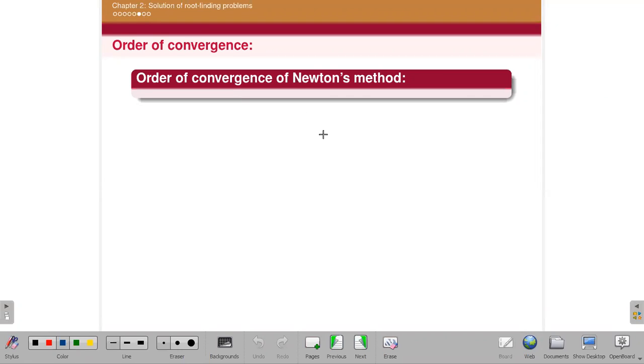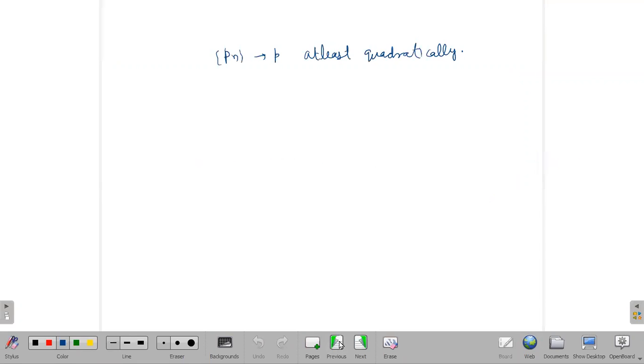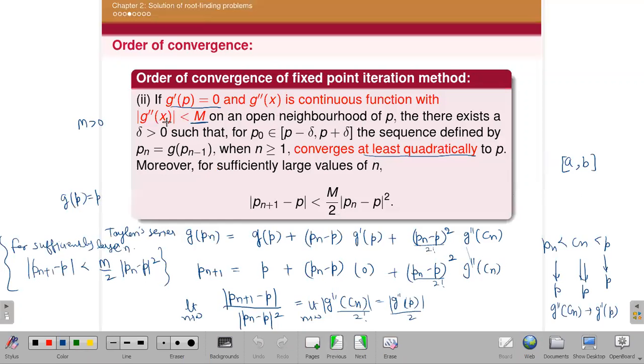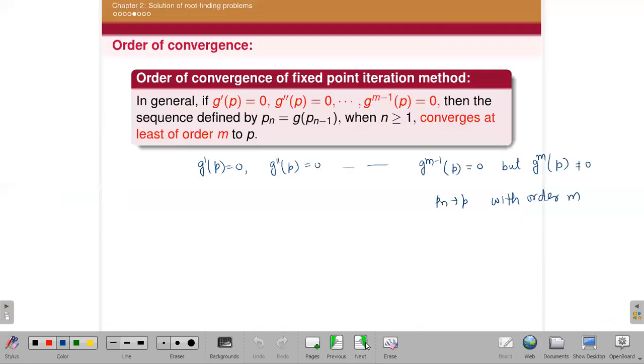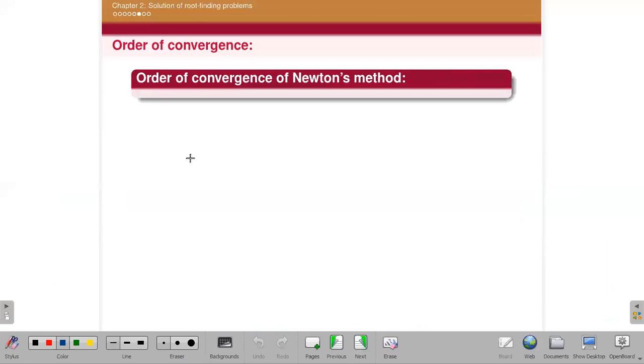Because this is a particular case of fixed point iteration, we can convert Newton's method into the g of x. Then you can apply these results. If you check whether the first derivative of g of x at p is 0 or non-zero, then you will decide the order of convergence of Newton's method. So let us discuss it.